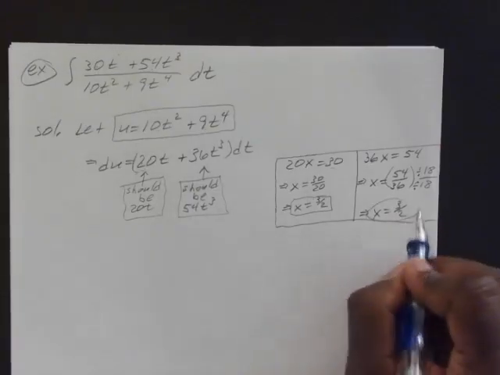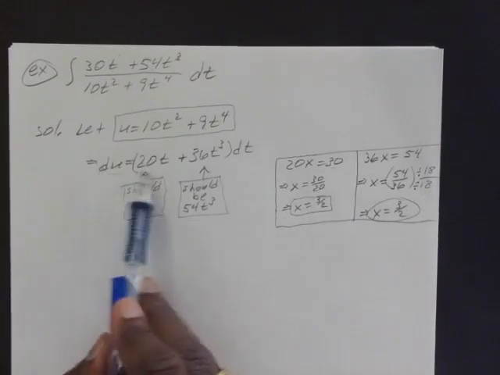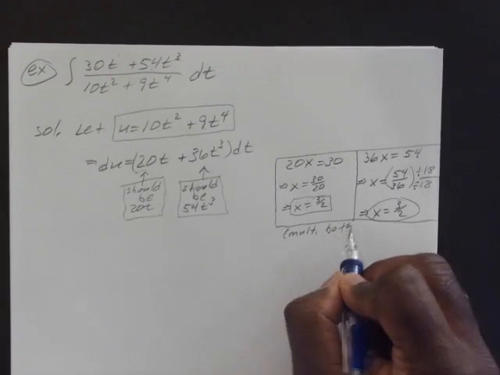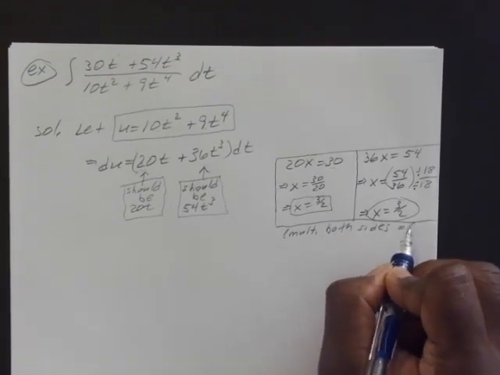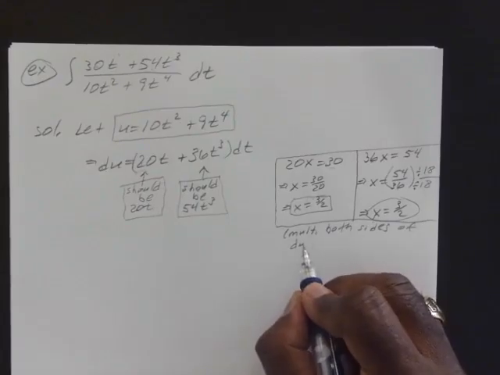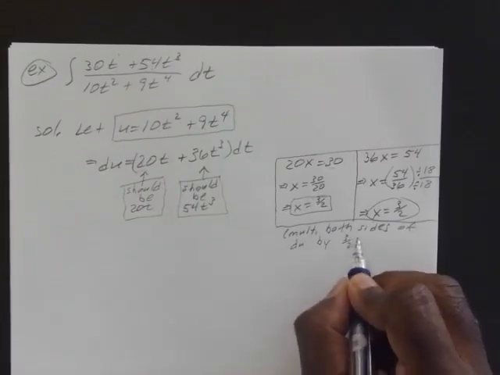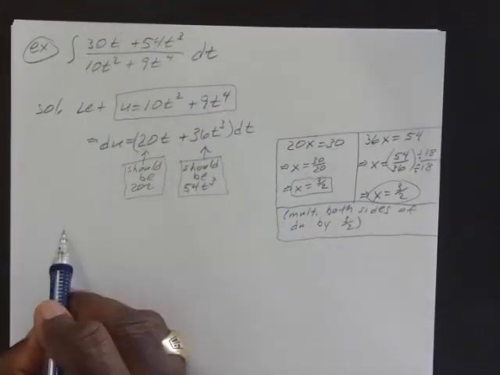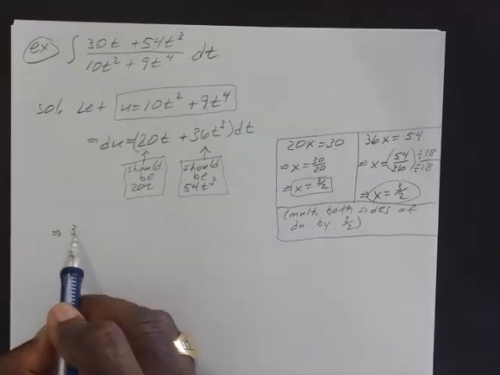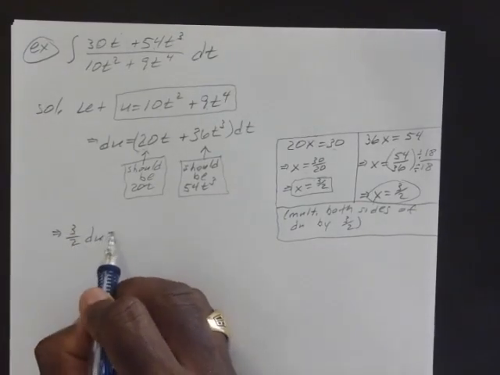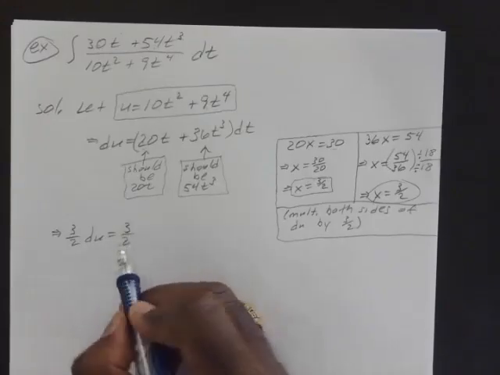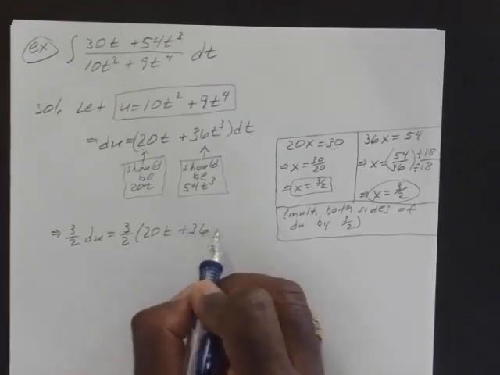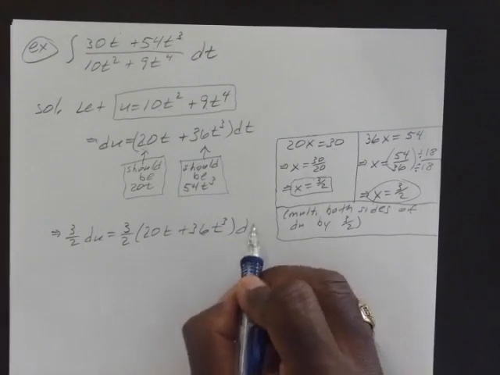So all we have to do with that is multiply both sides of the du by 3/2. So we end up with 3 over 2 du is equal to 3 over 2 times 20t plus 36t to the third power with respect to t.